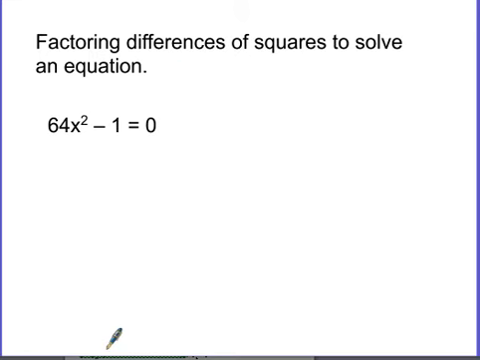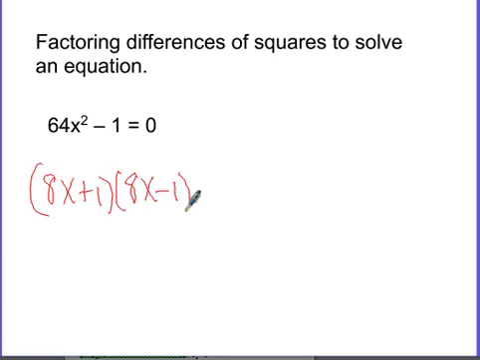All right, factoring differences of squares. Here we go. What's the square root of 64x squared? 8x plus 1 and 8x, oops, forgot my 8x, minus 1.